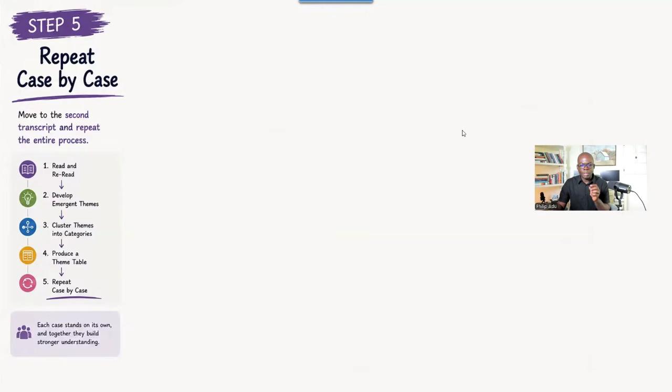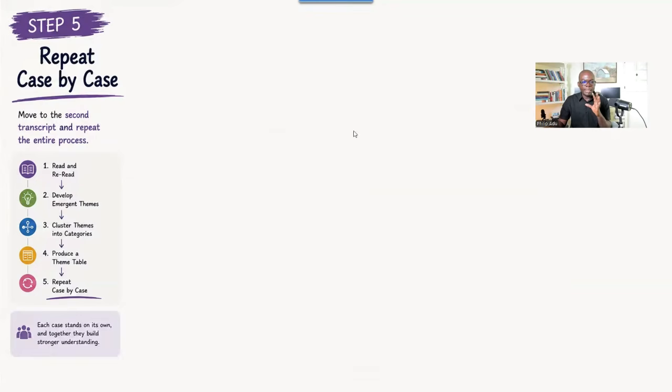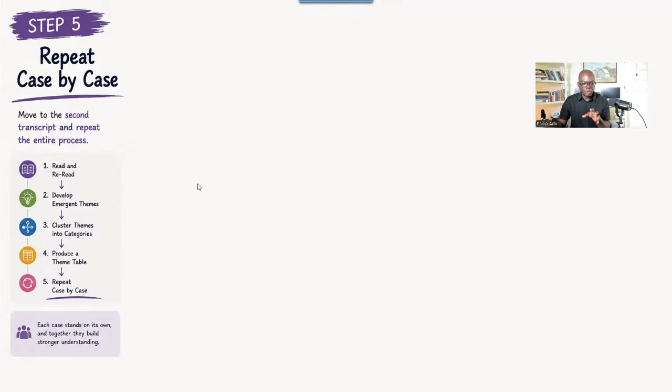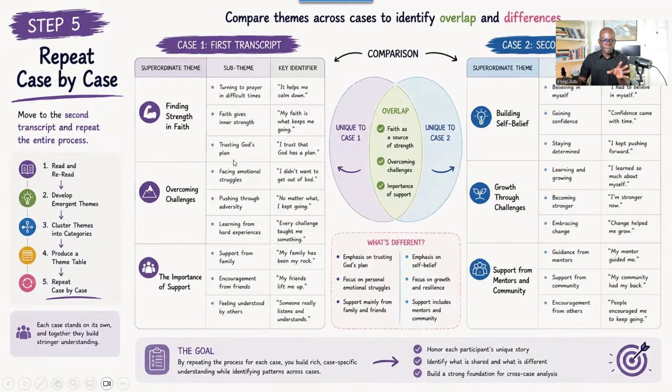So as you can see here, step 5 is to repeat the process. Repeat steps 1 to 4 for all the participants. So you read and reread, you develop emergent themes, you cluster the themes to develop categories or overarching themes, and you produce a table. We call it a summary table or a theme table, right? And then step 5 is to repeat the same thing for the rest of the participants, right? Okay, let's say you have 5 participants. You have done the 4 steps for all participants, and this is what you're going to get. You're going to get a summary table or theme table for each of the participants.